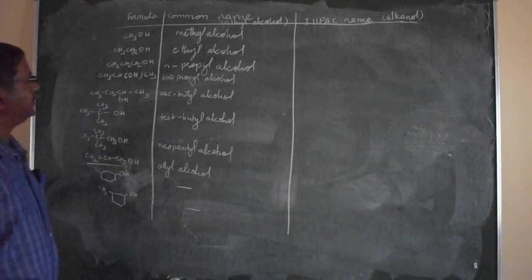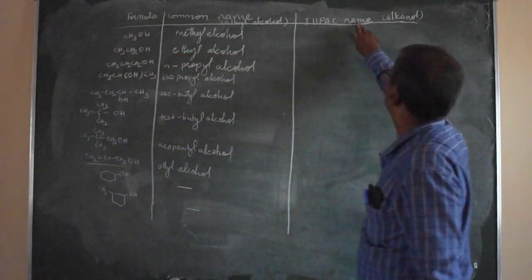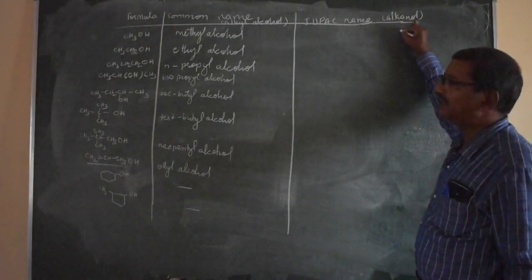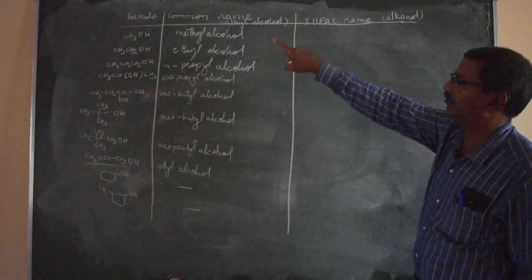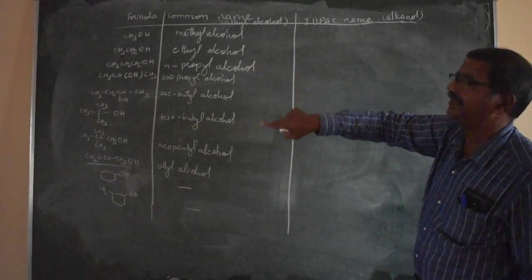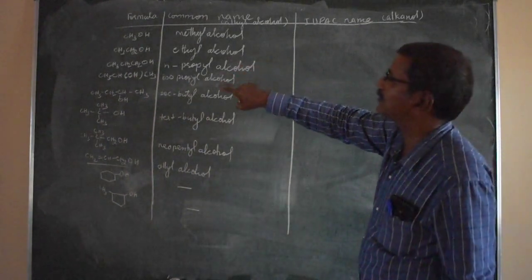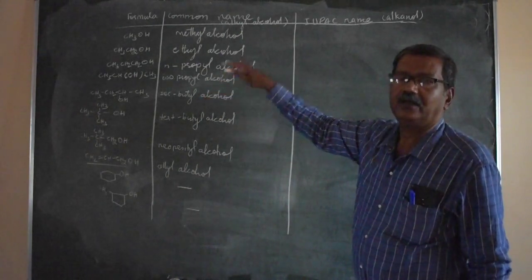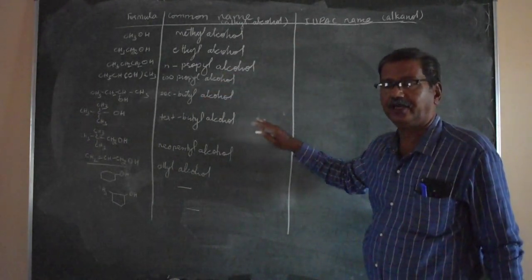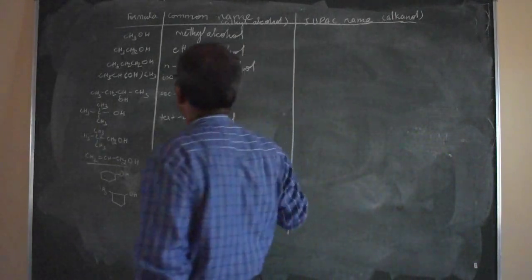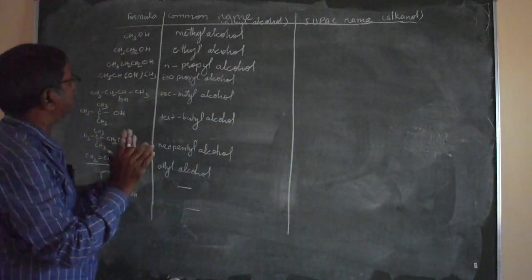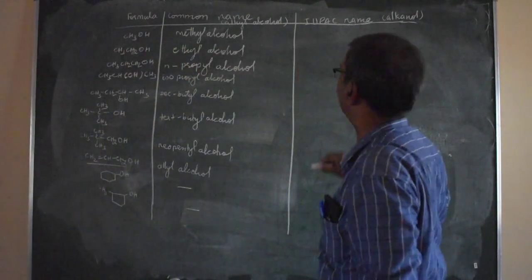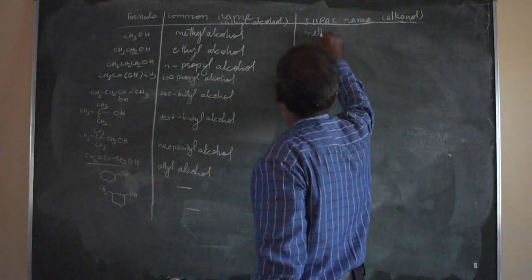Now IUPAC nomenclature. According to IUPAC, the alcohols are called alkanols. Alkane: 1 carbon methane, 2 carbon ethane, then propane, butane, etc. It depends on how many carbon atoms are present. And when we have 3 or more carbons, numbering the carbon is very important. Number the carbon from the end which is close to the functional group. So for 1 carbon, there is no need of numbering; that question does not arise.